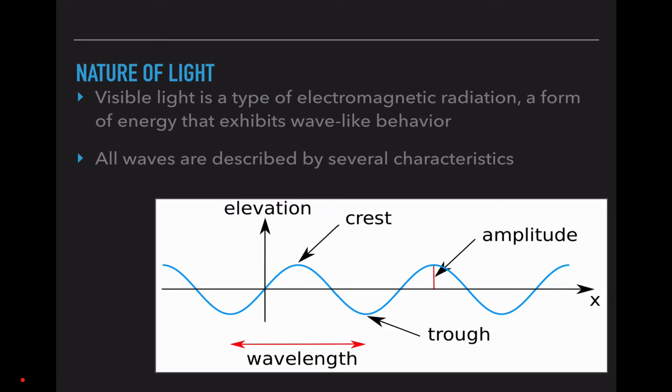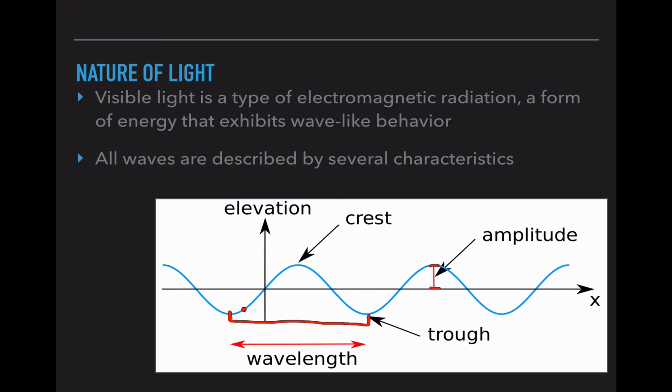Visible light is a type of electromagnetic radiation, a form of energy that exhibits wave-like behavior. In previous classes, whether science or math, you should know that waves are described by several characteristics. The first is a crest, which is the top of the wave. The second is a trough, which is the bottom of the wave. The third is the amplitude, which is the height of the wave from the resting position. And the fourth is the wavelength.